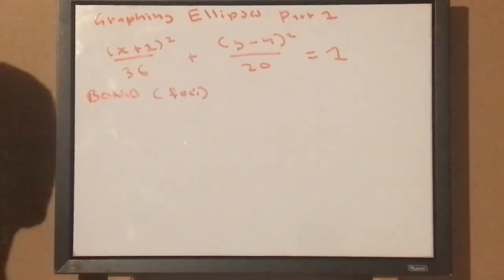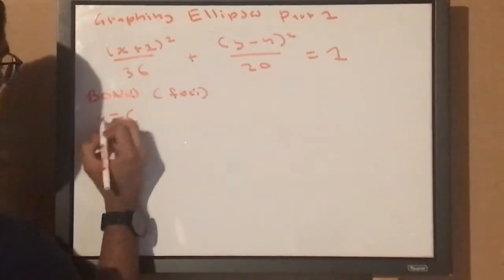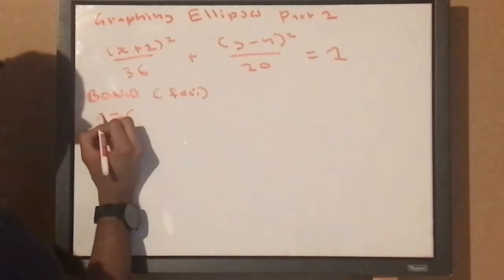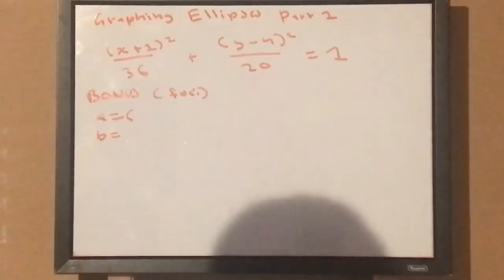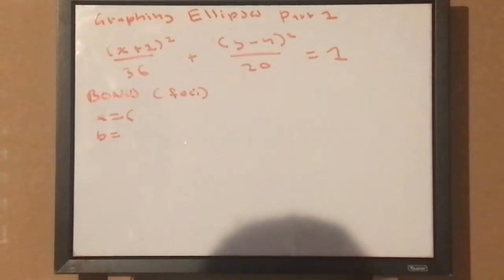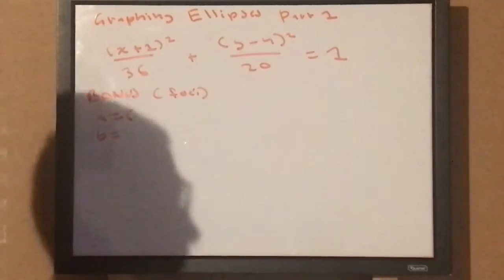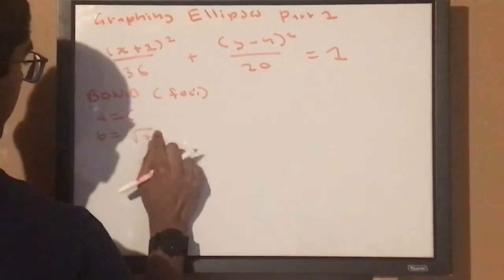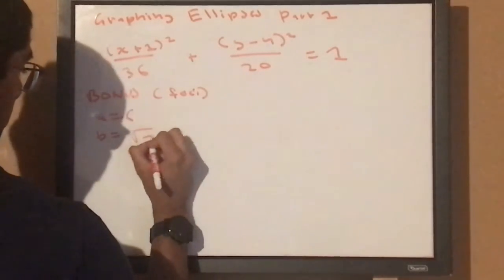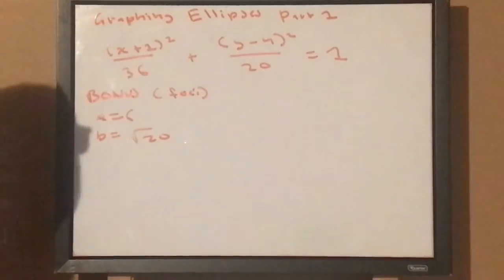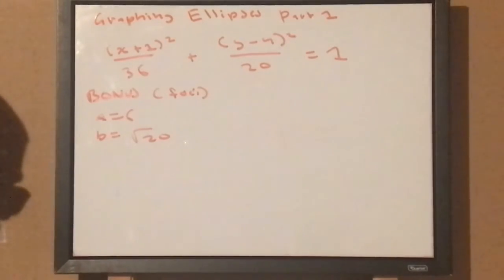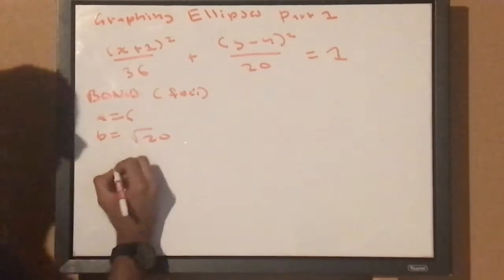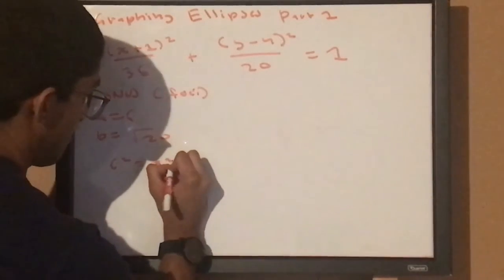So how do you find the foci? Recall A was 6 and B was root 20. This was before we multiplied these values by 2, so these were the respective values. So how do we find our foci? Using this equation.